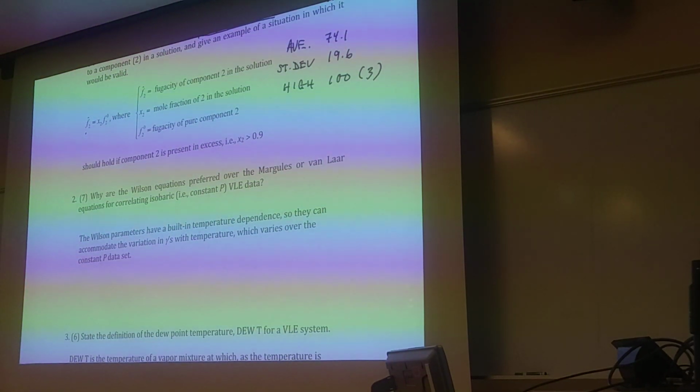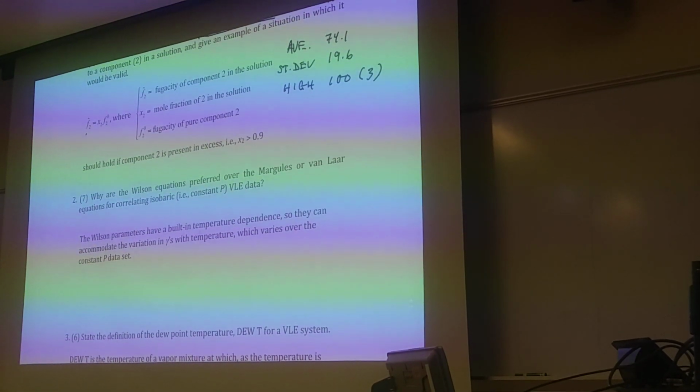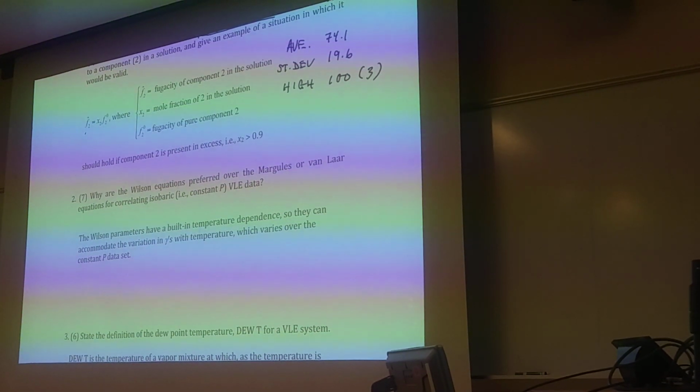Secondly, you were asked, why are the Wilson equations preferred over the Margules and Van Laar equations for correlating isobaric, that is, constant pressure VLE data? Well, these kinds of data show a variation in temperature as we cross the composition range, and the Wilson parameters have a built-in temperature dependence to them, so they can account for that, whereas the Van Laar and Margules equations tacitly assume that the activity coefficients are independent of temperature.